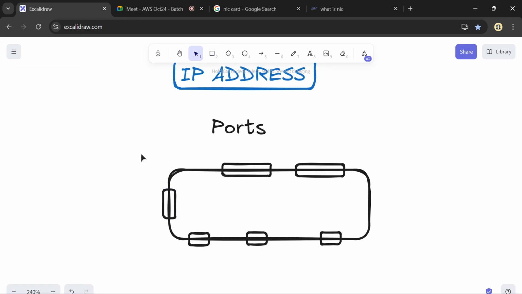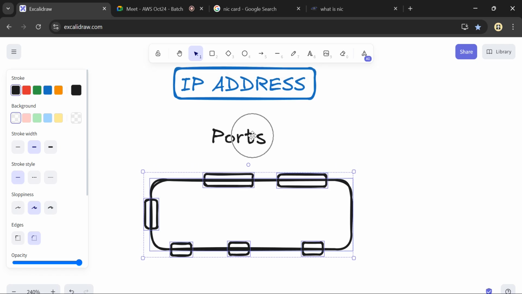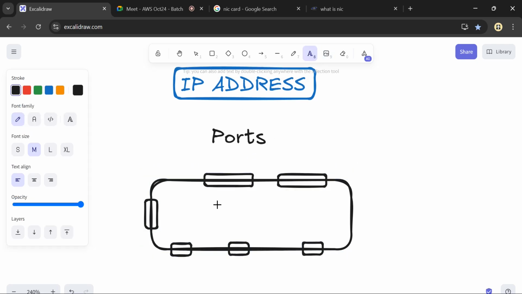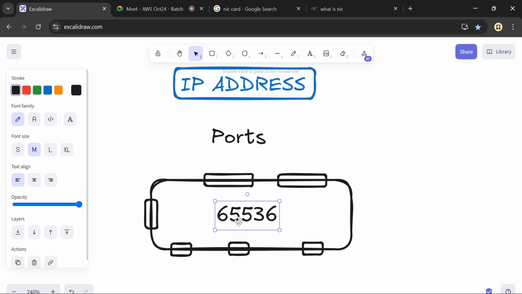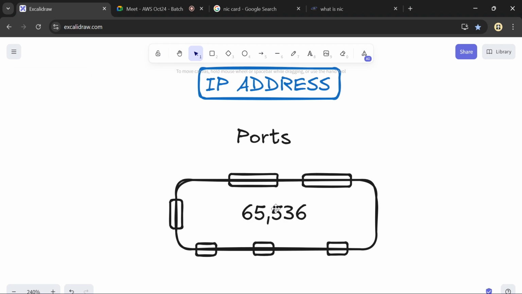Similarly, in a server, there will be different gates. These gates are called ports, and there are around 65,536 ports in a server. Although not all of them are open, you can open them as per your requirement. But there are around 65,536 ports that are available in any server.